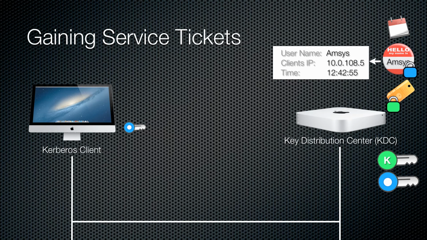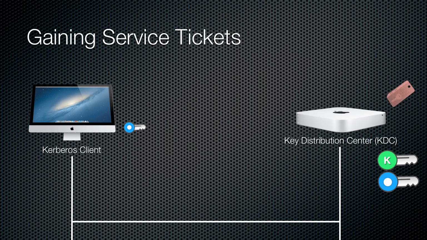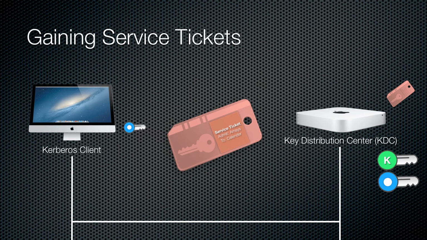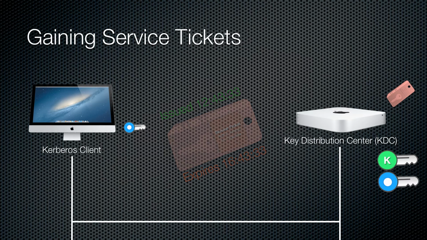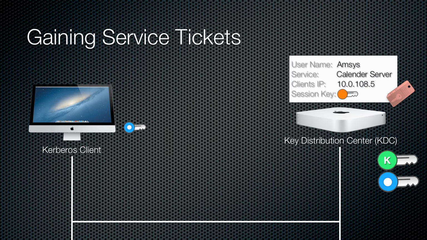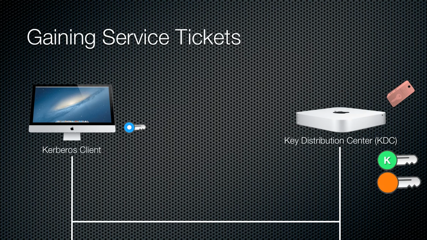Once the KDC has confirmed the user's identity, it can create a service ticket for the requested service. The service ticket is valid for just this user and the requested service for a set period of time. The service ticket contains the user's name, the requested service, the client's IP, and a new session key. The KDC then encrypts this service ticket with the service's private key.